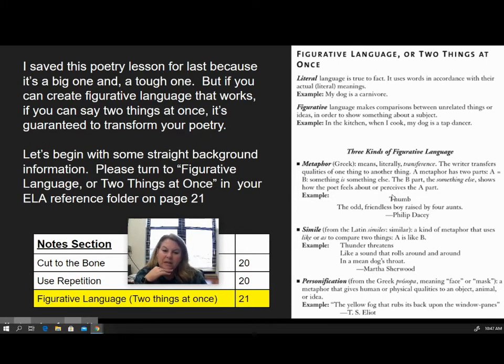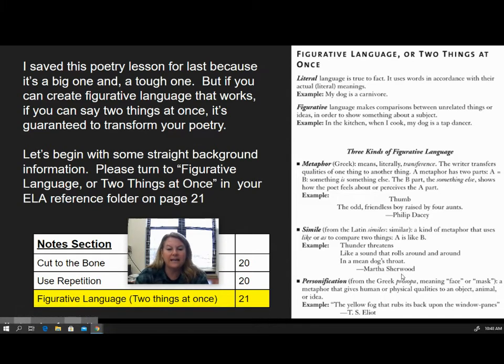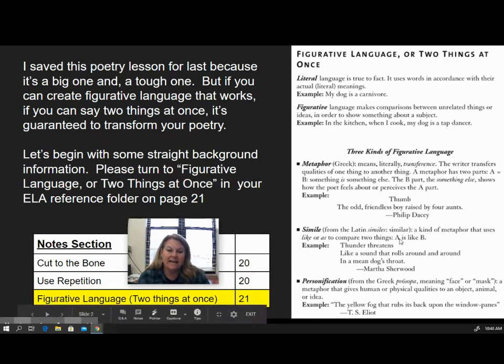A simile is from the Latin word similes, which means similar. It's a kind of metaphor that uses like or as to compare two things. A is like B. So in this example, thunder threatens like a sound that rolls around and around in a mean dog's throat. Thunder is the part A, and we're saying that thunder is like the sound that rolls around and around in a mean dog's throat when he's growling. So by saying that thunder threatens in that way, we're saying A is like B.